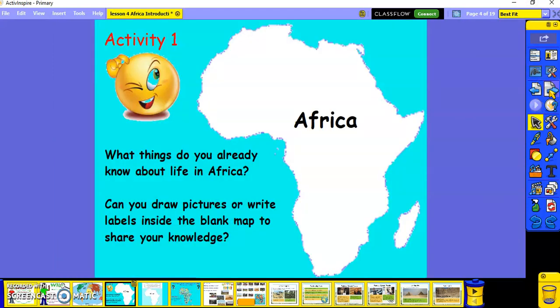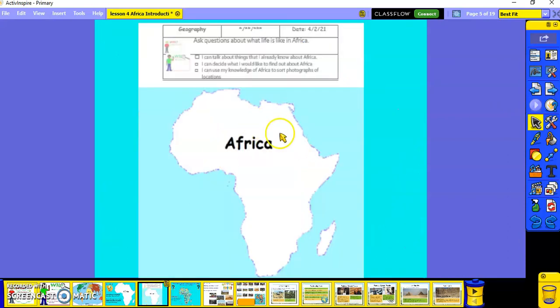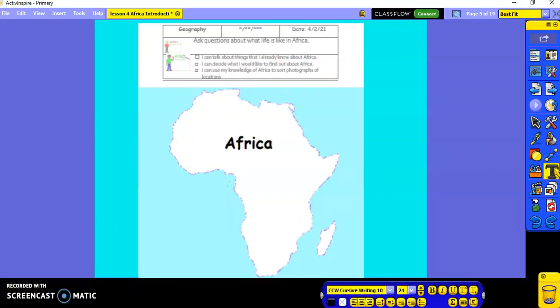So, activity 1. What things do you already know about life in Africa? Can you draw pictures or write labels inside the blank map to share your knowledge? So this is a chance for you to write down the things that you already know. So I have got a version of your worksheet here, and I'm going to write the things that I already know inside. So I know that Egypt is a country in Africa. I know that in Egypt I will find the pyramids.